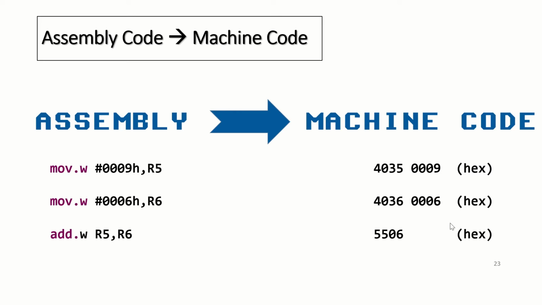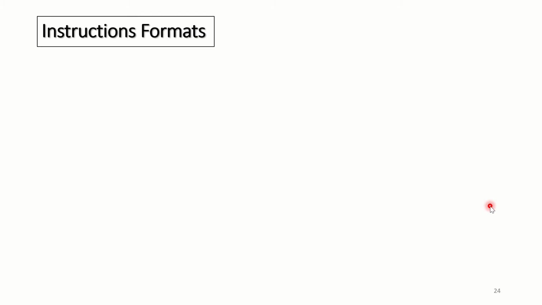And the third line, which adds the content of register 5 to the content of register 6, is shown in machine code as 5506. Okay, but you should be asking yourself this question: how is this conversion done? To understand it, we should see the details of instruction formats.